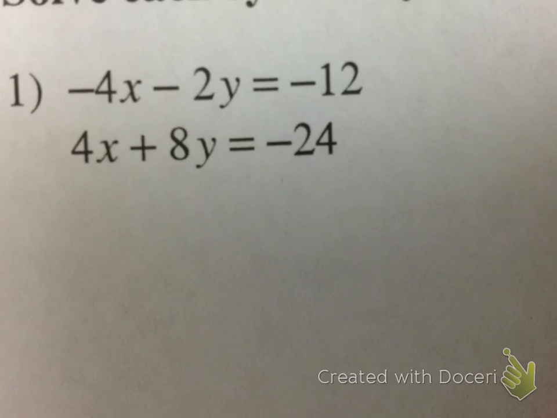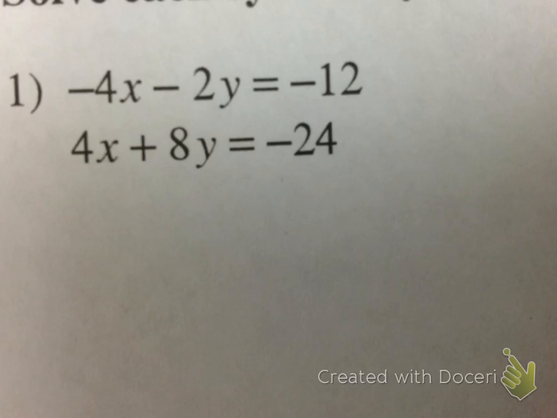So we started systems, meaning two equations. We want to find the x and the y numbers that work in each equation. Because we have this set up with x's and y's equal to a number, x's and y's equal to a number, elimination is actually the easiest way to solve this problem.